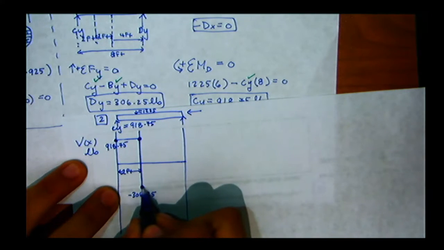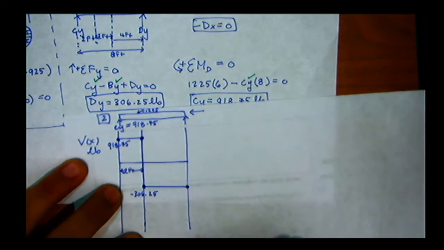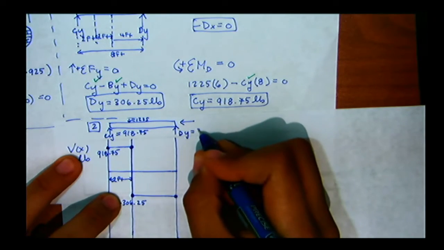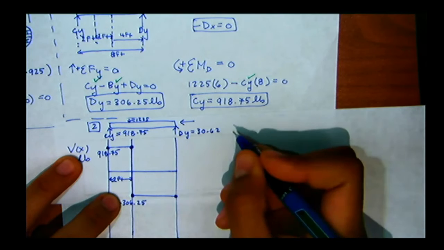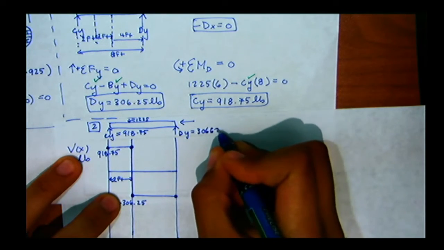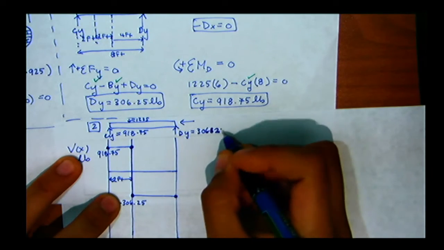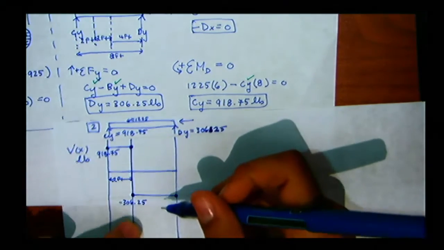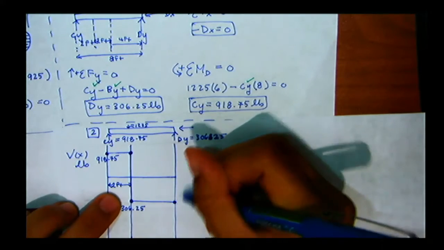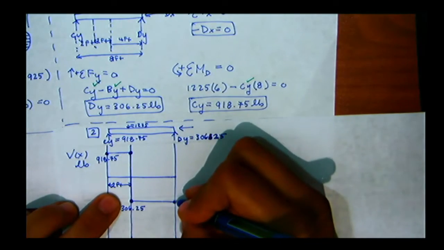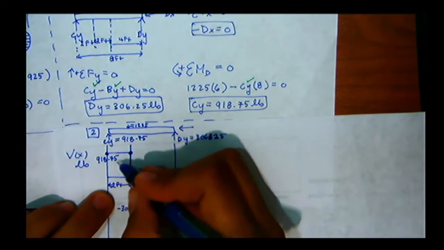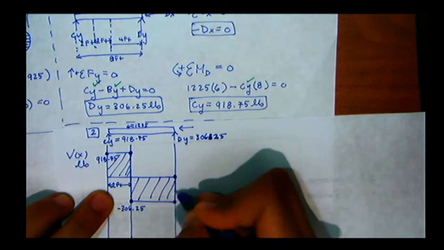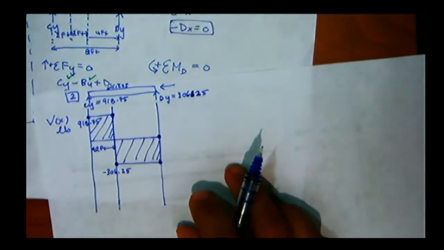And here is dy, 306.25. Wow. So we had negative 306.25, dy is going up 306.25, and we knew that our shear is correct.